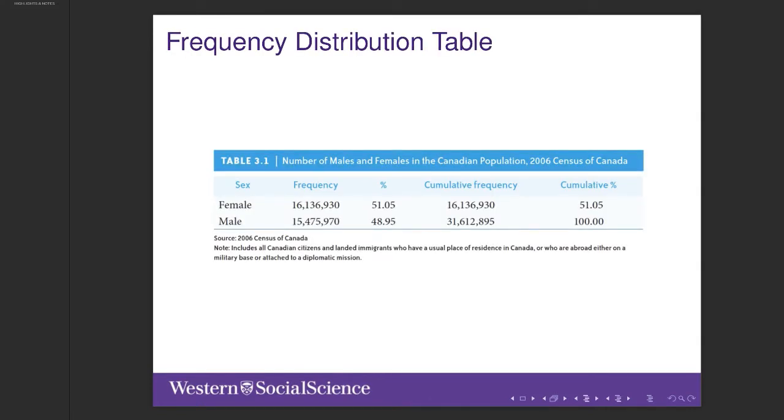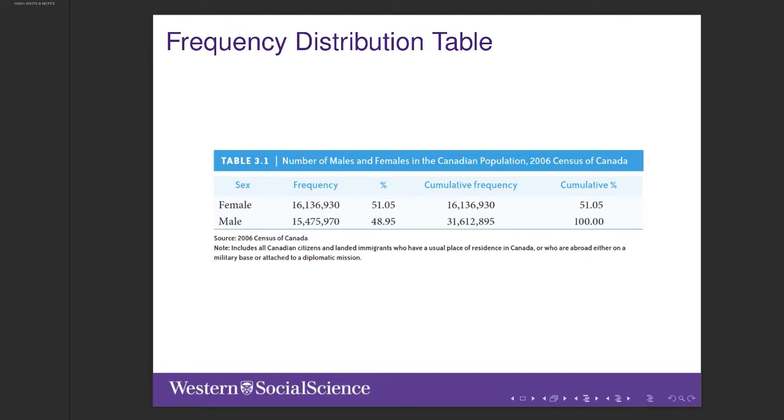Generally, we represent frequencies in a frequency distribution table. In this table, you can see that we're summarizing the gender variable from the 2006 Canadian Census. You can see that there are just over 16.1 million women and nearly 15.5 million males in Canada. The percentage of women is just the proportion, which would be the number of females divided by the total number in the population, which is 0.5105, multiplied by 100 to make it into a percentage, which would be 51.05%.